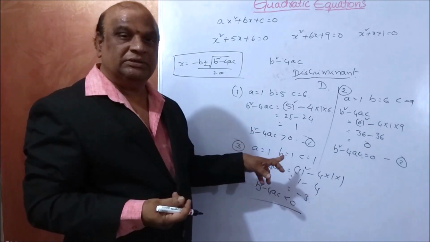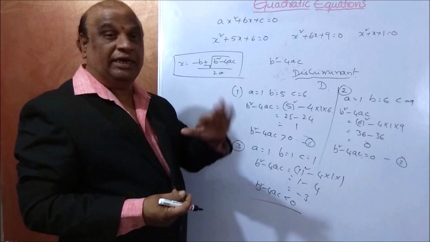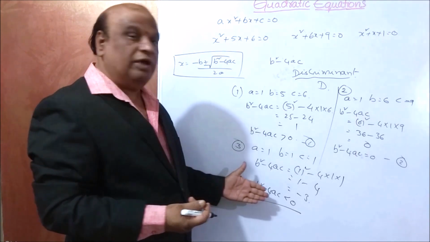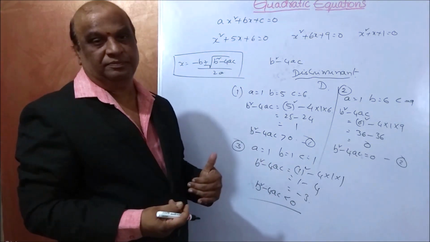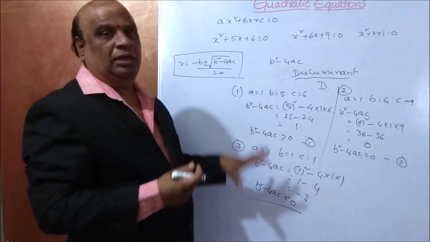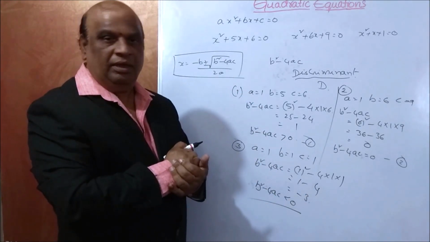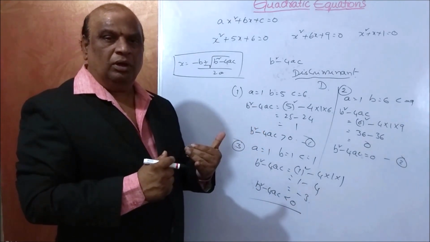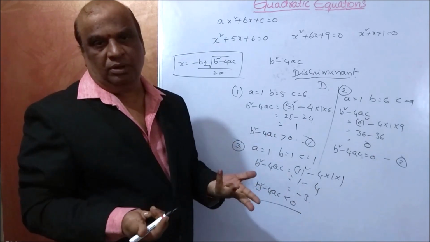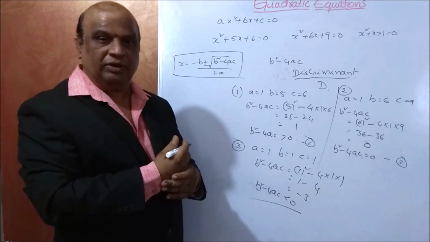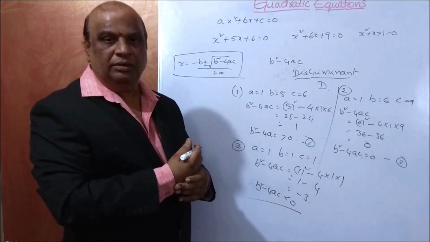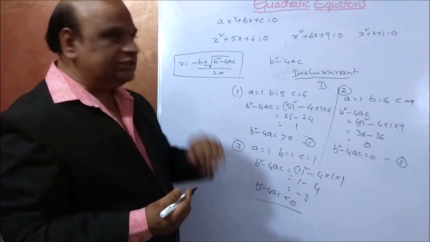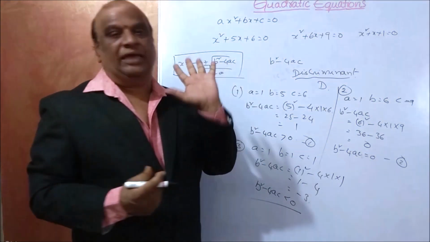Here, first case, b square minus 4ac greater than 0; second, b square minus 4ac equal to 0; third, b square minus 4ac less than 0. So only three cases we are having. Observe once: any number should be positive or negative or 0. No fourth chance. Every number, whether it is positive or negative or 0, only three cases are there. That's why here only three natures.